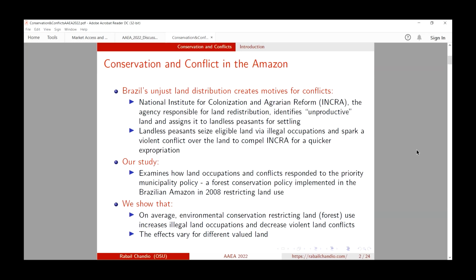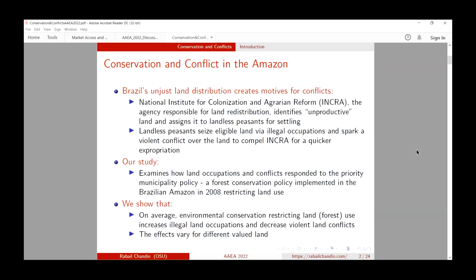So what happens in practice a little bit is that instead of waiting for INCRA to do this, the landless peasants identify these lands themselves and they illegally occupy them. And then they fight the landowner for control of this land, so that this grabs attention and speeds up the process of INCRA expropriating it and them getting control of the land.